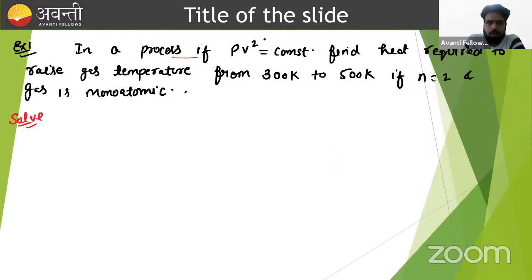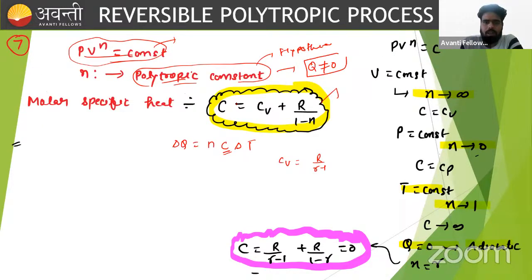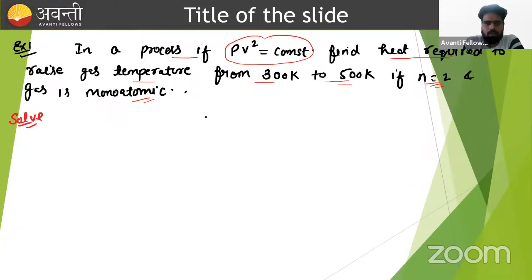In a process, if PV raised to power 2 equals constant, then find the heat required to raise the temperature of the gas from 300 Kelvin to 500 Kelvin if n equals 2 and the gas is monoatomic. So how can we solve this? Can anybody in this class solve this problem? You can use this identity for the polytropic process. What is the C? Cv plus R upon 1 minus n. So how can we solve, beta?